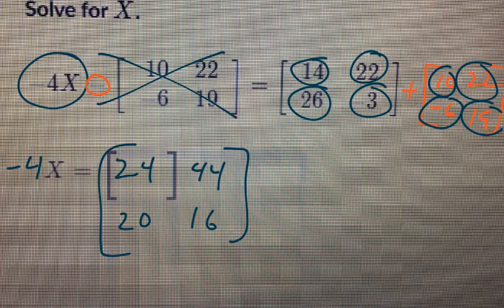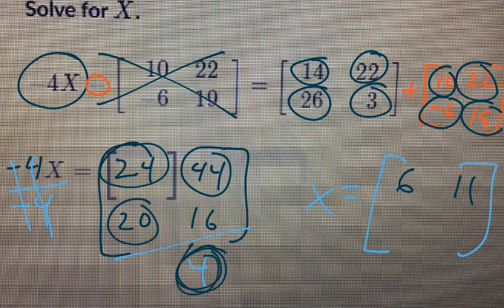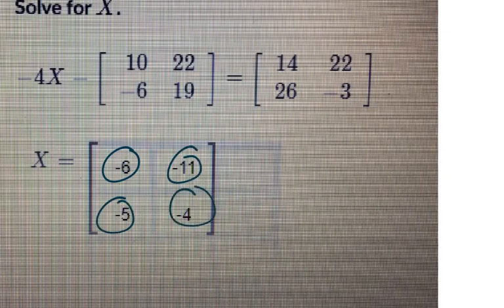Now, guys, how can we take a negative 4 matrix and make it an x matrix? We're going to simply divide by negative 4, right? We're going to divide by negative 4. So guess what? I'm just going to take 24 divided by 4, which is 6. 44 divided by 4 is 11. 20 divided by 4 is 5. The 16, when I divide by the 4, is 4. And let's see if I typed it in. Yes, I did. Here, here, here, and there.